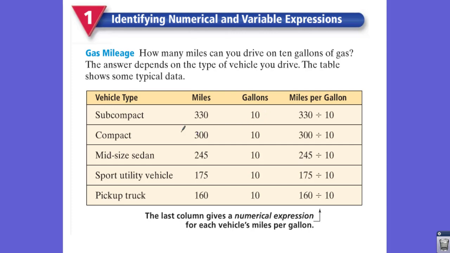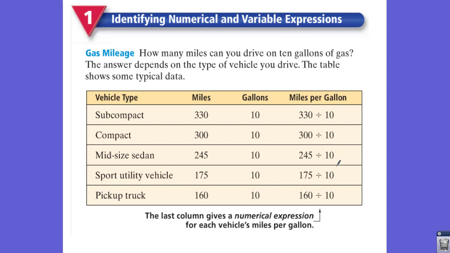It's not bad. A compact, a little bit bigger car, not much bigger, but a little bit bigger. They only get 300 miles for every 10 gallons, because it's a little bit bigger, a little bit heavier, less miles to the gallon. Mid-size sedan, 240 on 10. Sport utility vehicle, 175 on 10. Pickup truck, 160 on 10. Not too bad, okay? If it's my truck, I get about 100 miles for every 10 gallons because it's a little bit bigger truck. Four-wheel drive, things of that nature.